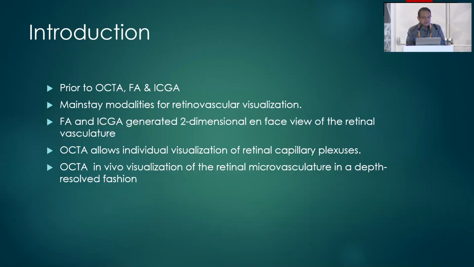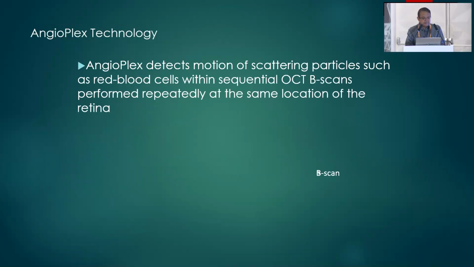Prior to OCTA, FA and ICG were the mainstay modalities to detect any abnormalities in retinovascular visualization. Fluorescein angiography and ICGA generated a two-dimensional en-face view of the retinal vasculature, but with the advent of OCTA, we are able to demarcate different layers of retina, that is the deep and superficial layers of the retina and the capillary plexus.